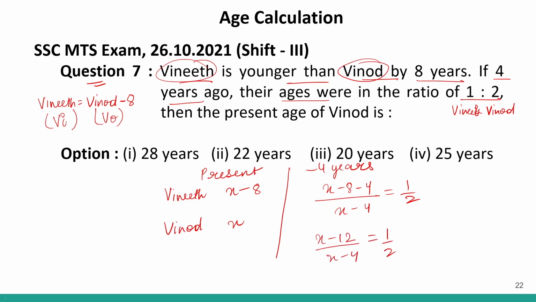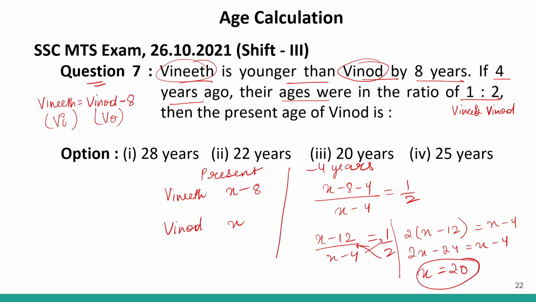So if I solve this, this will be x minus 12 upon x minus 4 equals 1/2. This will come here, this will come here. So if I multiply, 2x minus 24 equals x minus 4. If I take x over here, it will be 2x minus x, which is x. And if I take 24 here, it will be positive. So 24 minus 4 will give me positive 20. So this is the value of x.